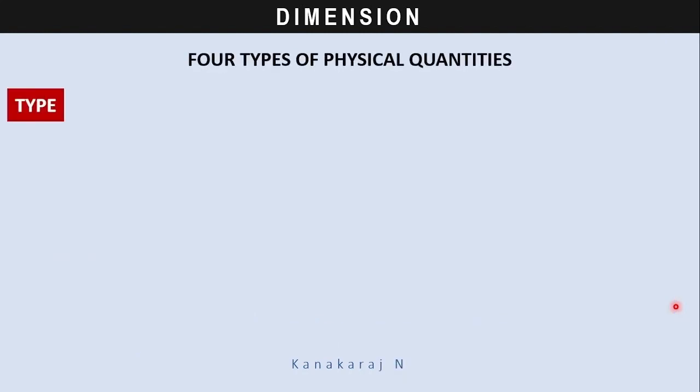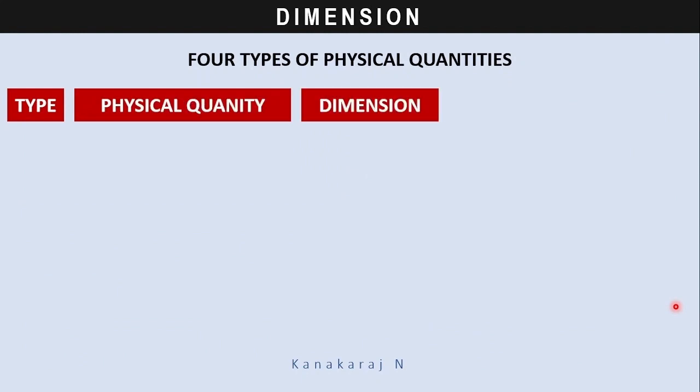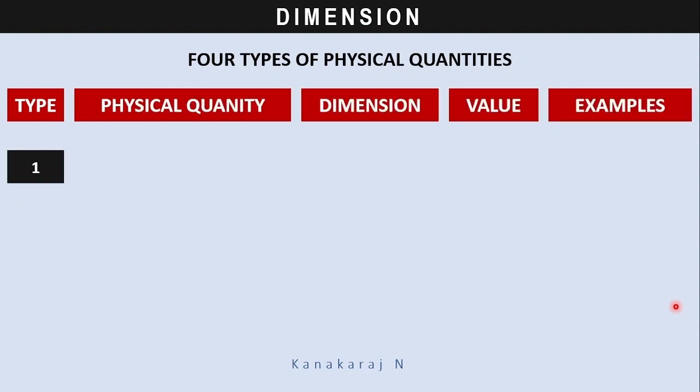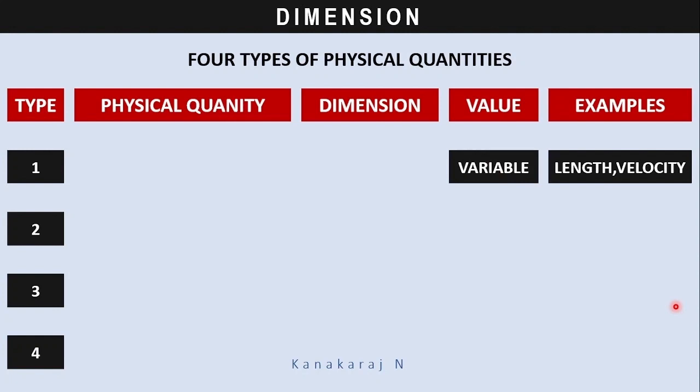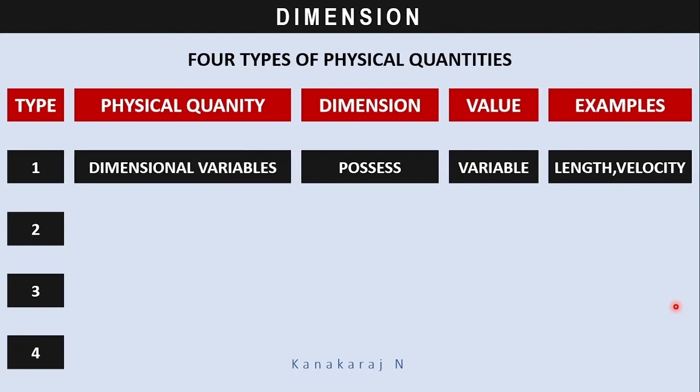Four types of physical quantity: type, physical quantity, dimension, value, and example. There are four types of physical quantity: 1, 2, 3, and 4. Let us learn all these four types with the help of examples. Length and velocity: this type of physical quantity possesses dimension and its value changes. So we can say that length and velocity possess dimension and the value changes, so they are called dimensional variable.